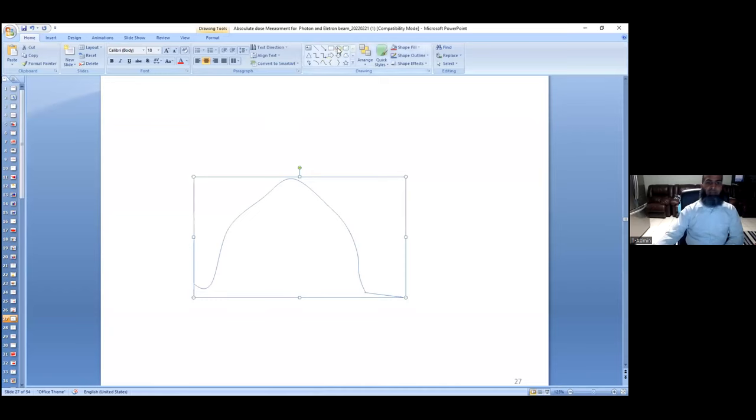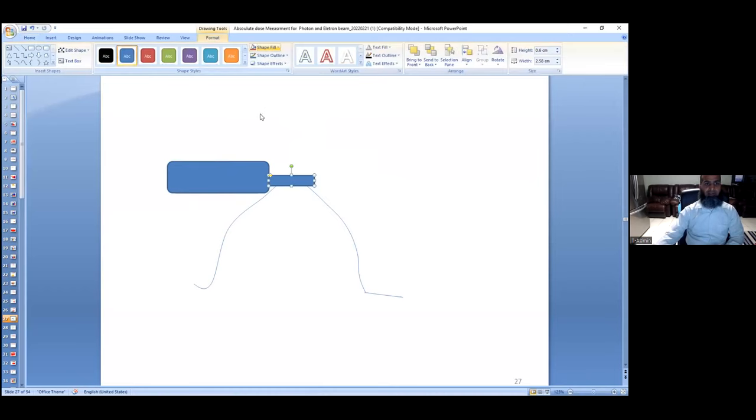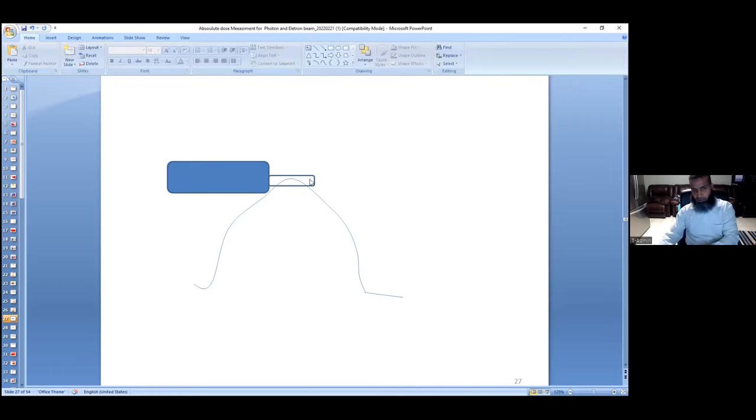Your chamber, for example, is this thimble chamber. You can see the signal in this region of the chamber is not uniform. But if you have a flat beam, it will be exactly a straight line in this region, so you get a flat response of the chamber. Here the beam is not exactly flat, so it is curved across the sensitive volume of the chamber, so you have to correct for this.